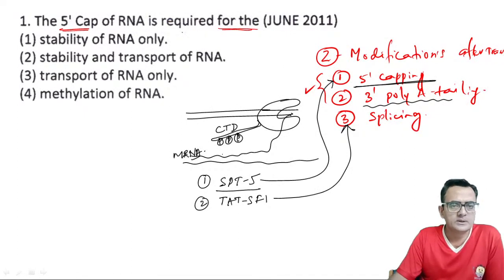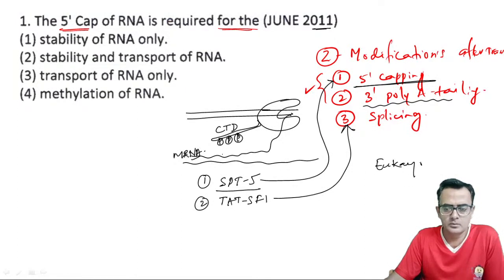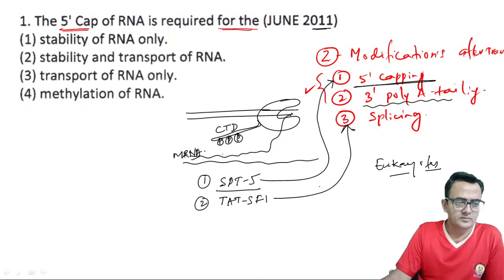So here the question is, this is the June 2011 question. The 5' capping of RNA is required for, see, capping mostly occurs in eukaryotes, of course, we know very well. In prokaryotes, no such modification is there. In eukaryotes, the entire transcription event occurs inside the nucleus, but the translation event should occur in the cytoplasm. So if the mRNA comes into the cytoplasm, it faces many challenges from different enzymes that degrade it. So to protect themselves, they modify themselves.